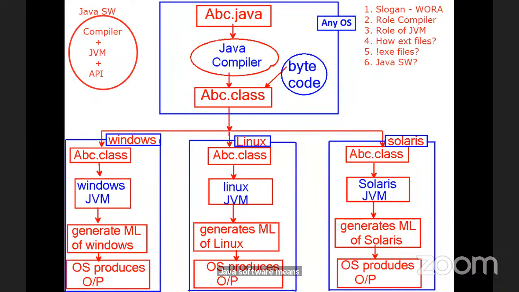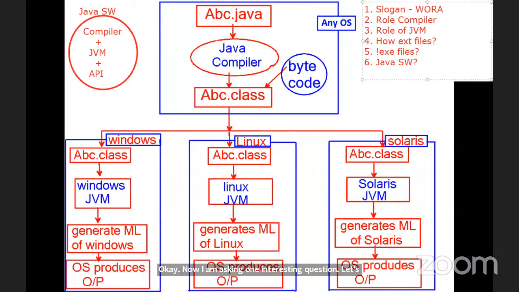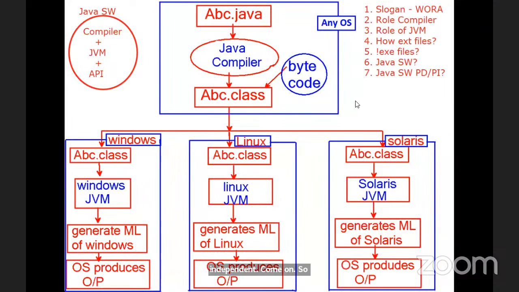These are the 3 main components of Java software. Now I am asking one interesting question. Let's see how many people can think and answer. Is Java software platform dependent or platform independent? Come on, show your talent.